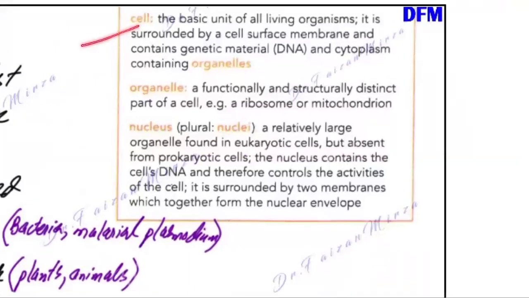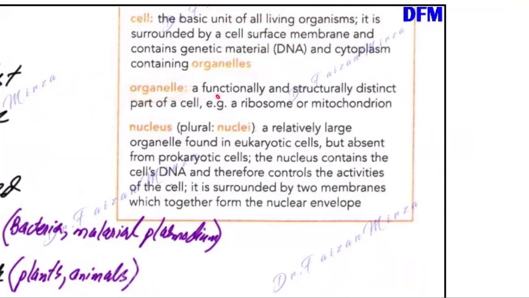You need to define what cells are. Cells are the basic unit of living organisms surrounded by a cell surface membrane. So rather than using the term cell membrane, we now prefer to use the term cell surface membrane. The genetic material, which is DNA, is present within the cell, and then there are cytoplasm and organelles present within the cell. How do you define an organelle?